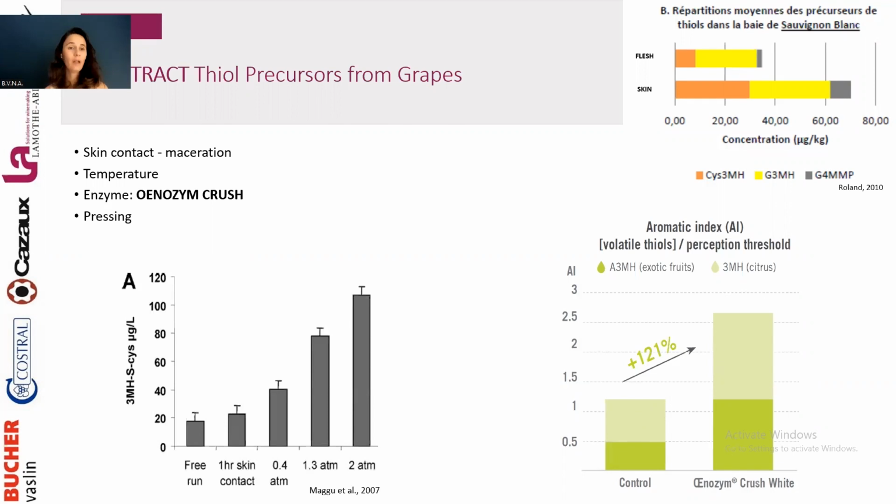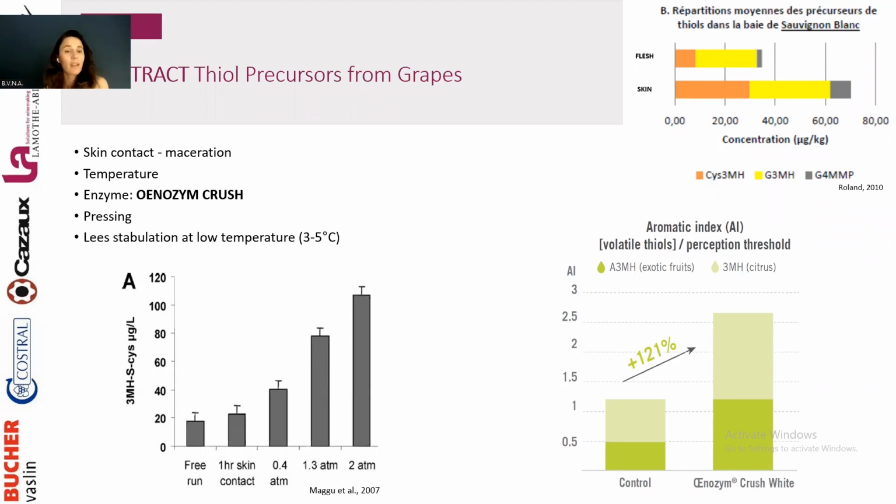Pressing is another way to extract from the skin. As you can see in this graph here, there is more concentration of the 3-MH derivative, the cysteine derivative precursor, in the press fraction than in the free run. But the press fraction has a lot of phenolic compounds and turbidity. So this is showing that it's very interesting to keep the press fraction, but maybe we want to separate them because we need to treat them in a different way. Still, they are an interesting fraction to keep because of their aromatic potential.